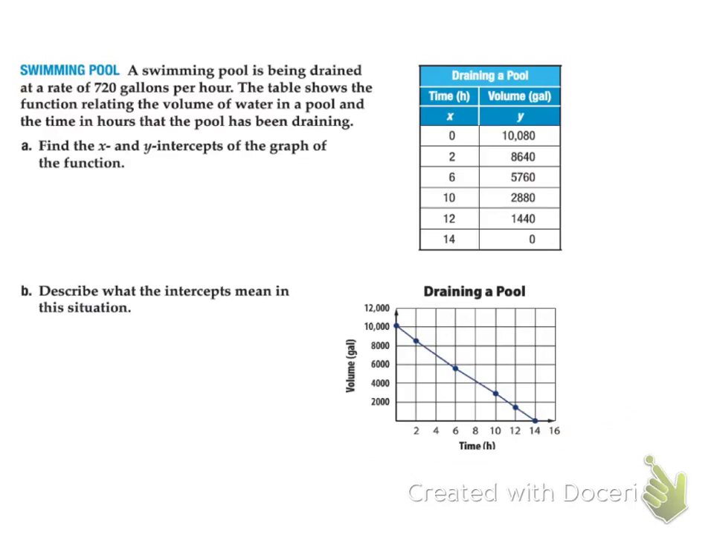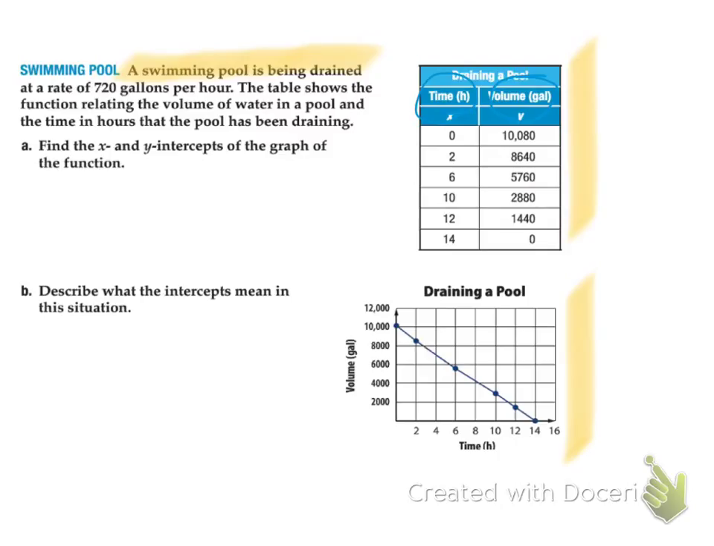Moving right along here, we've got one more example. This example here has both the table and the graph, so you can see how they're related. Let's take a look. It says a swimming pool is being drained at a rate of 720 gallons per hour. The table shows the function relating the volume of water in the pool and the time in hours that the pool has been drained.